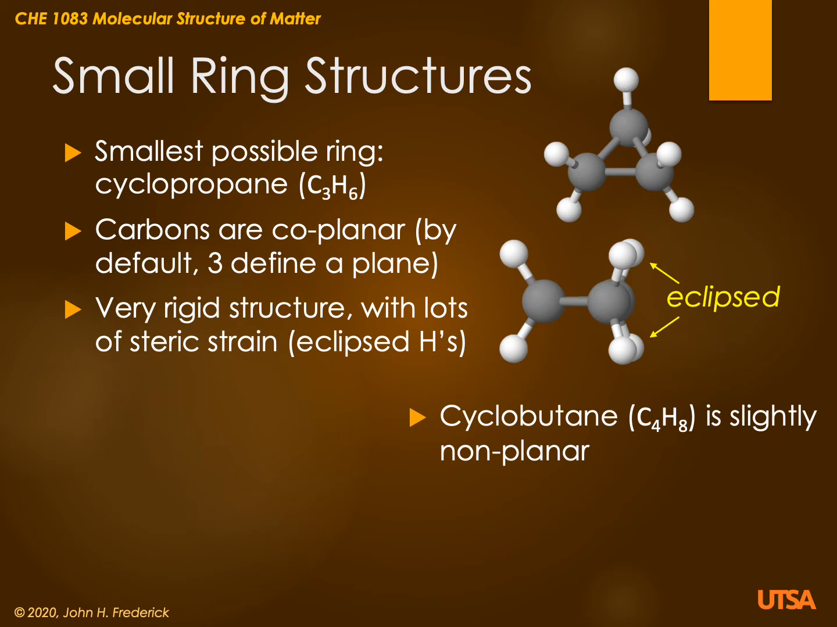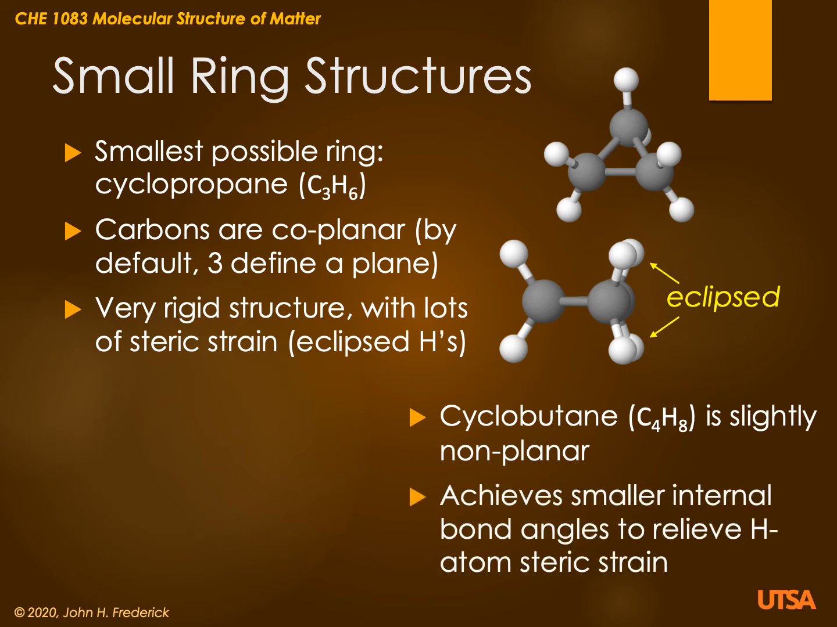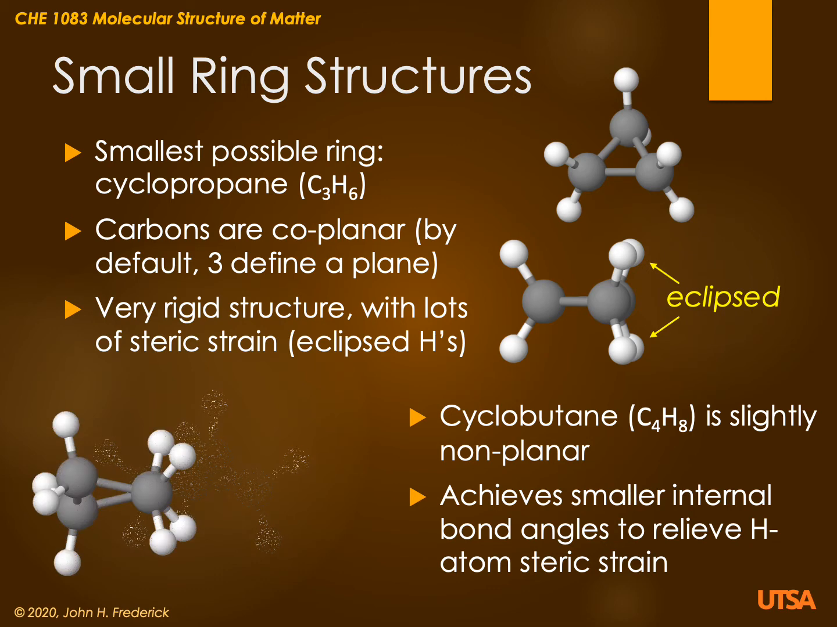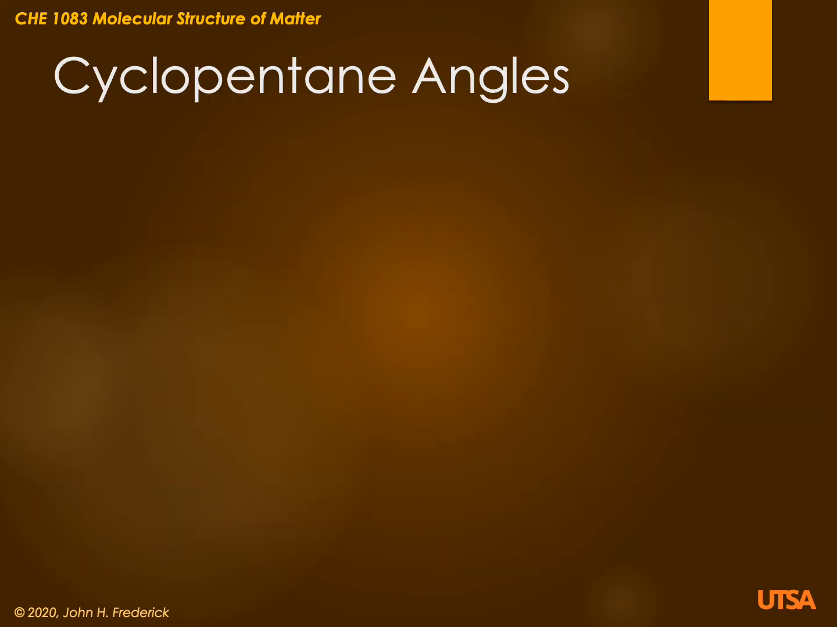Cyclobutane is also very strained, but it is slightly non-planar. By doing this, it achieves some smaller internal bond angles that relieve some of that strain. So here's what it might look like from the end. And if we look down one of the carbon-carbon bonds, we can now see that those carbon-hydrogen bonds have become more staggered. This relieves some of that steric interaction between them.